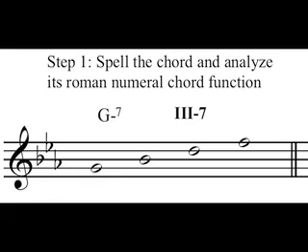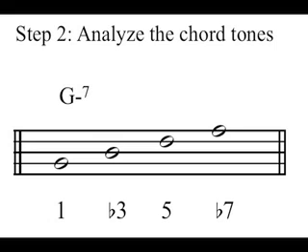So step one, we're going to spell the chord and then analyze its Roman numeral chord function. In this case we're going to take G minor 7, which is iii minor 7 in the key of E flat: G, B flat, D, F. Step two, we're going to analyze the chord tones. So G is the root, B flat is the minor third, D is the fifth, and F is the minor seventh, the flat 7.